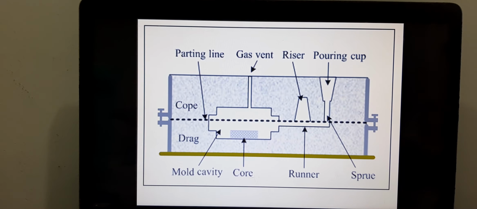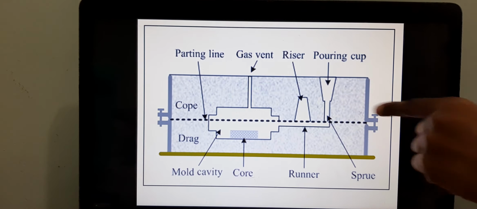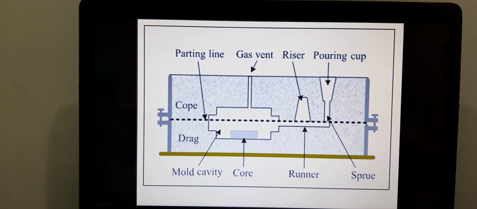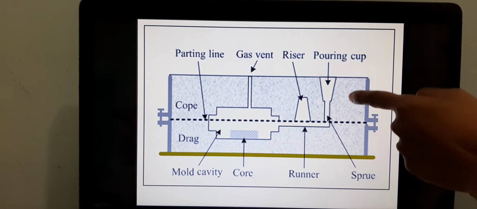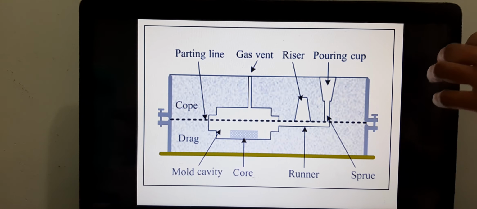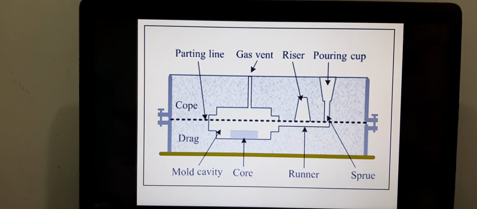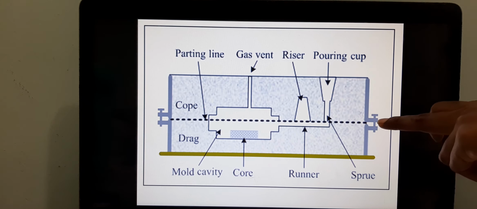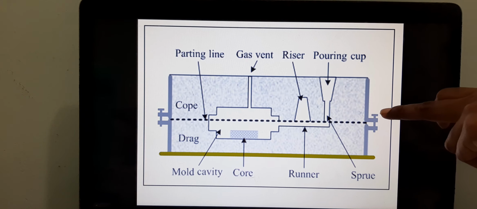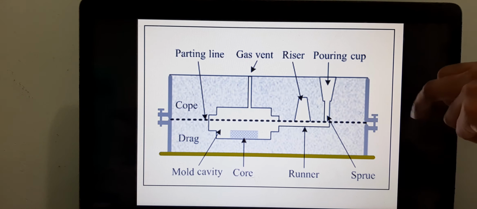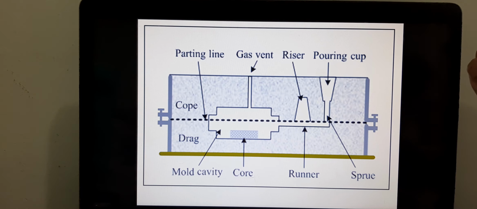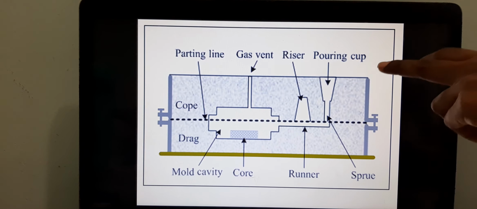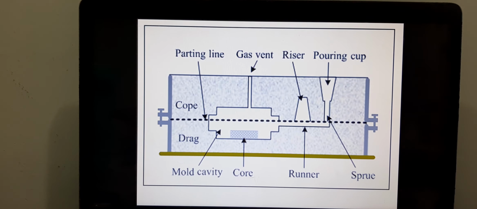The parting line is to separate the cope and drag. Normally in any manufacturing process, due to high heat and high pressure, both cope and drag can just stick together and refuse to be parted. In those cases, you need to make sure that there is some kind of anti-stick powder, which is put on the parting line to prevent the cope and drag from sticking to each other.